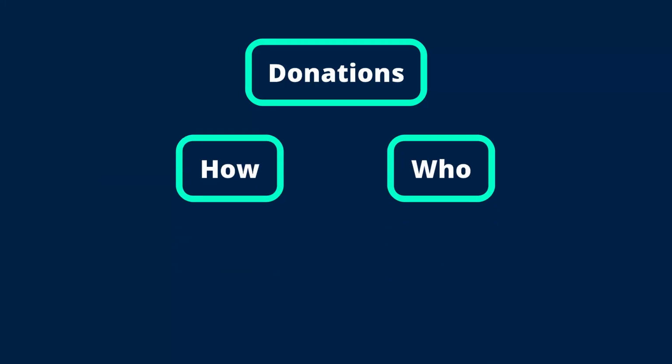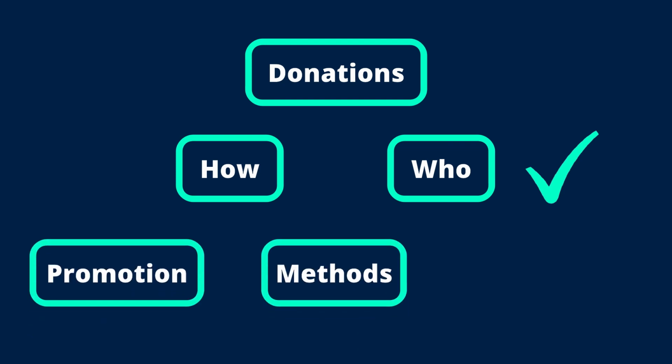So to explore this problem, I firstly split donations into the how and the who. So how do they get donations and who donates? Then I thought I could explore the who easily enough on its own, so I focused on the how. I thought I could split this into promotion and donation methods. So how do they get people to donate? And what are the methods of donation? Is it on the street or online, cash, card, etc.?